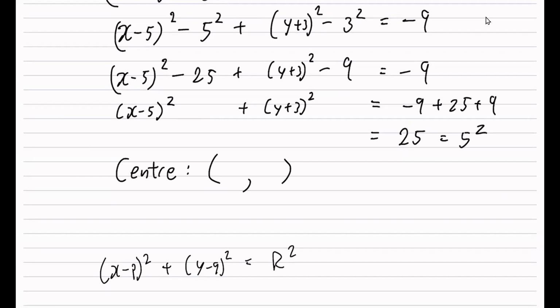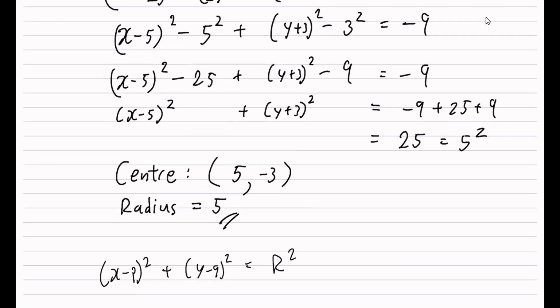What is it? 5, negative 3. Good. Then the radius? 5. Yeah, correct. Exactly. Good. Okay, you understand already. So now let's move on to question 4.